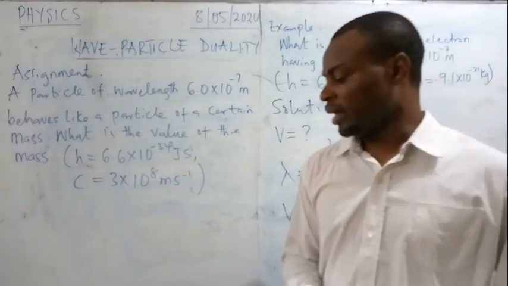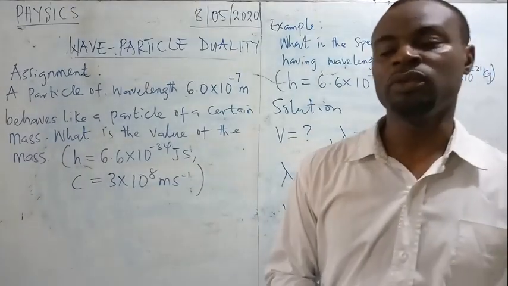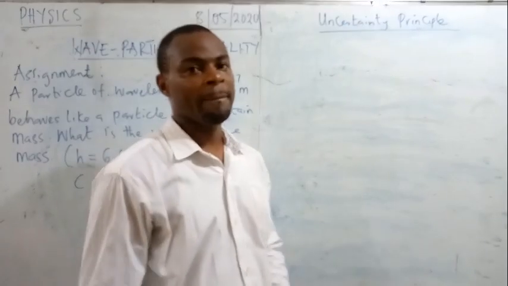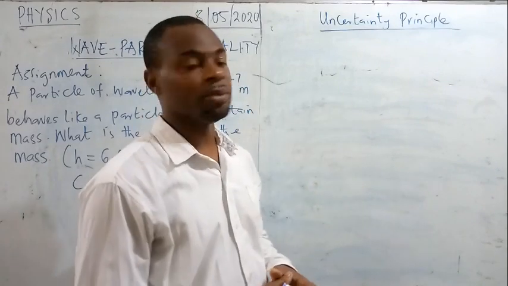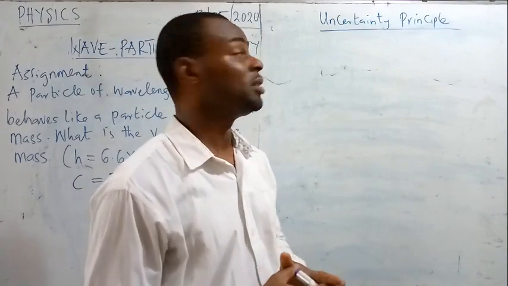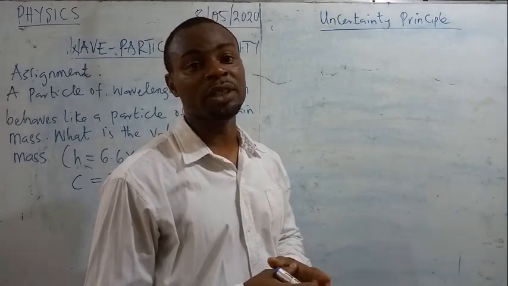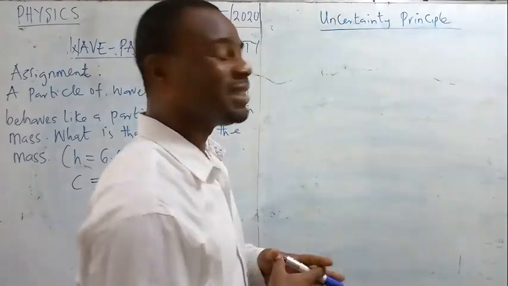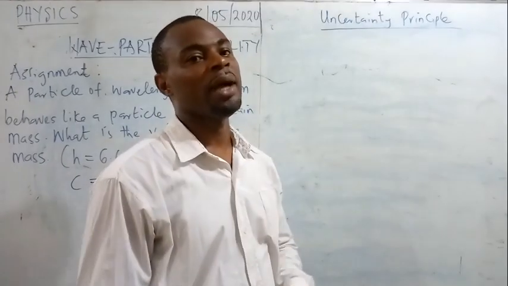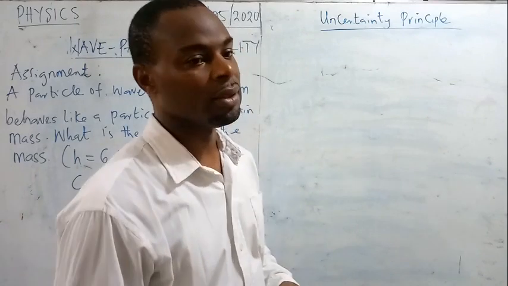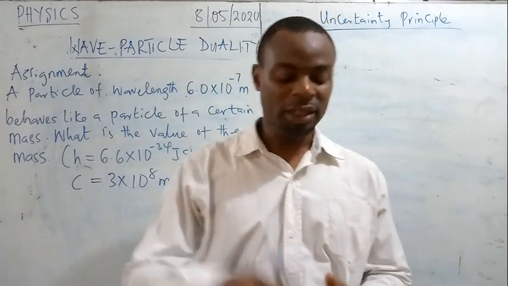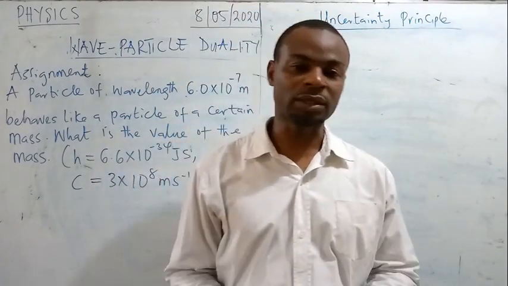Now, let us look at the second objective, which is the uncertainty principle. Heisenberg, a German physicist, came out with this uncertainty principle, and he states that it is impossible to know accurately the exact position and momentum of a particle simultaneously. Or in other words, there is always an uncertainty in determining the position and the momentum of a particle at the same time.